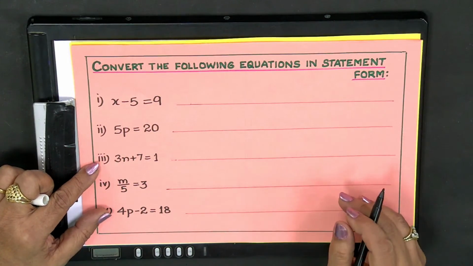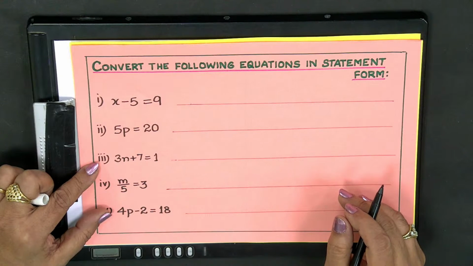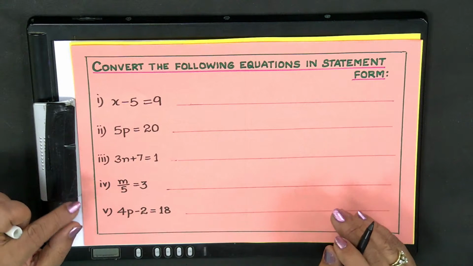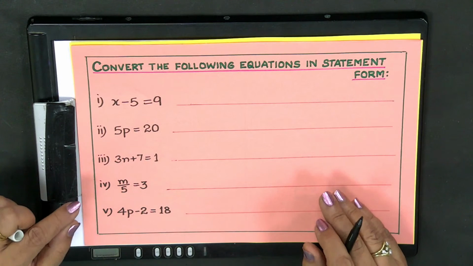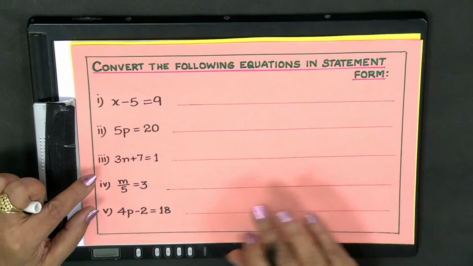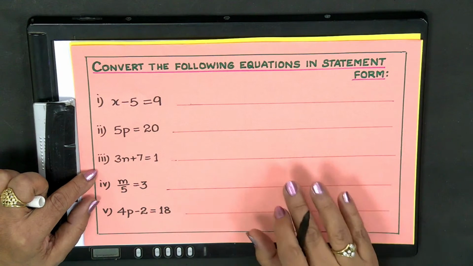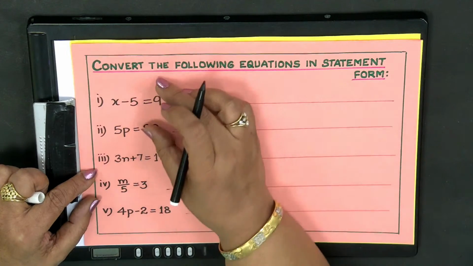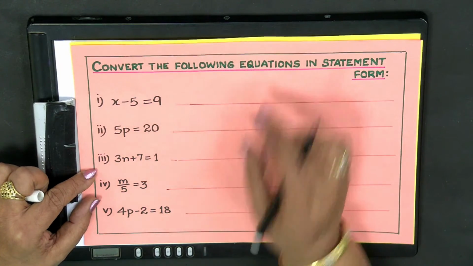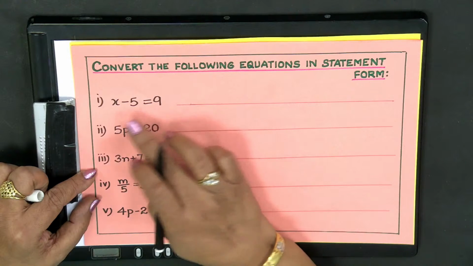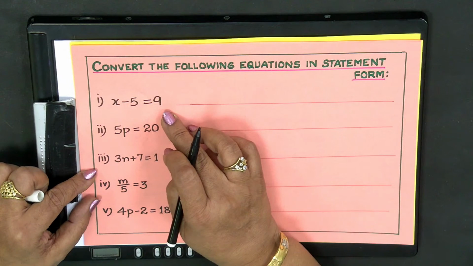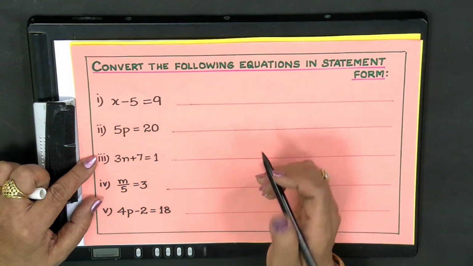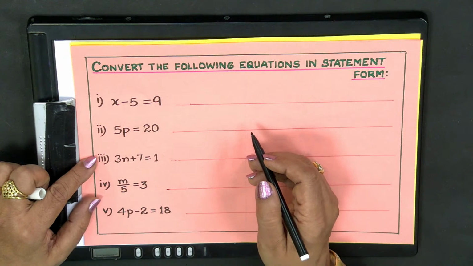See, here we have different type of questions. Convert the following equations in statement form. It is the reverse of the pattern what we did. We had statements there, and here we have to convert it into the statement form. The expression is here. I need to write down the expression. So what is the equation here? X minus 5 is equal to 9. What I should write, Simranji, for this? 5 when gets minus from X gives us 9.